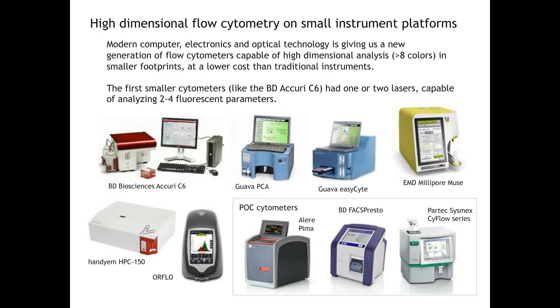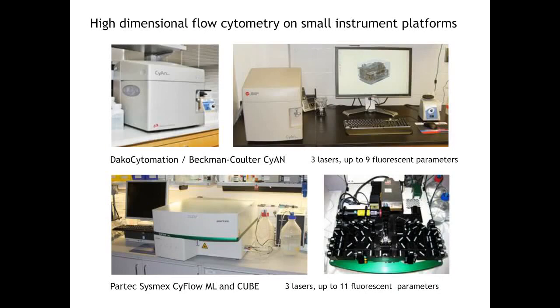We've already had a number of small instruments like the BD Accuri, the Guava series of flow cytometers, the more recent HanDM and EMD Millipore Muse instruments that are capable of 1 or 2 color analysis. We also have instruments like the Alere Pima and the BD Presto that are capable of point-of-care analysis, where you're also doing only 1 and 2 color. But these instruments tend to be very simple and capable of only a small number of parameters.